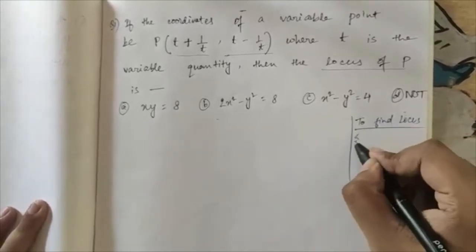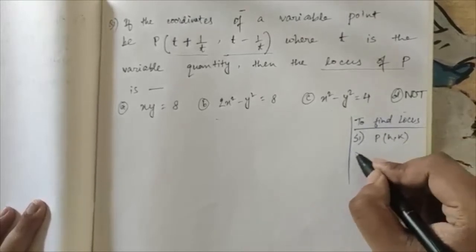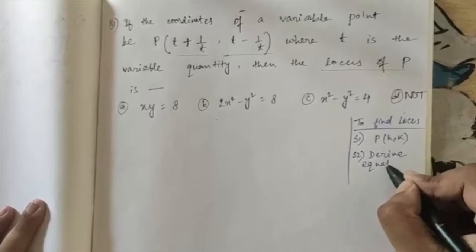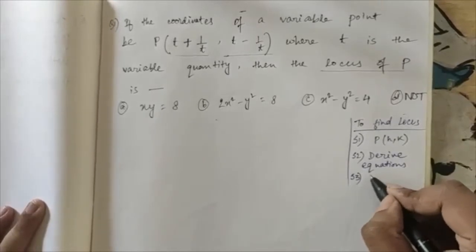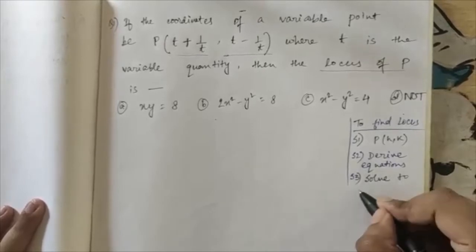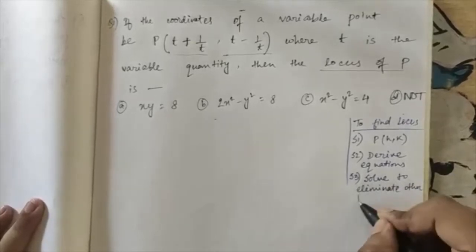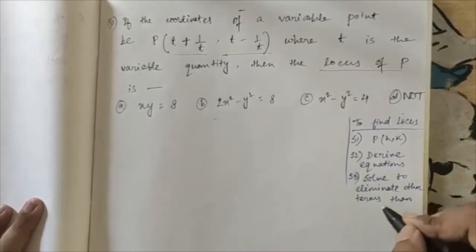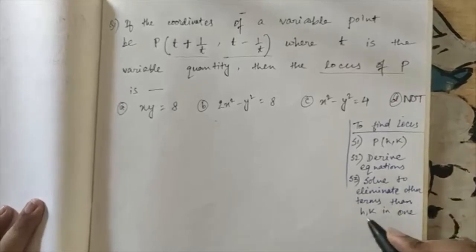Step 1 is you have to take point P, the point whose locus you have to get, as (h, k). Step 2 is derive relevant equations. Step 3 is solve to eliminate terms other than h and k in one equation. And in step 4, the final and last step, just substitute x for h and y for k. Then you will get your required locus.